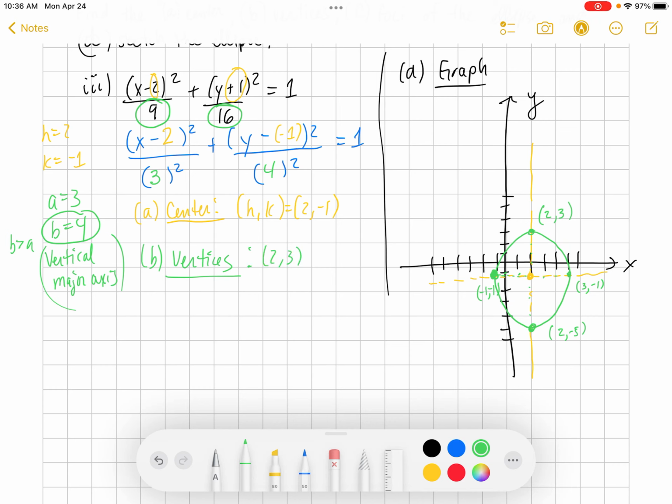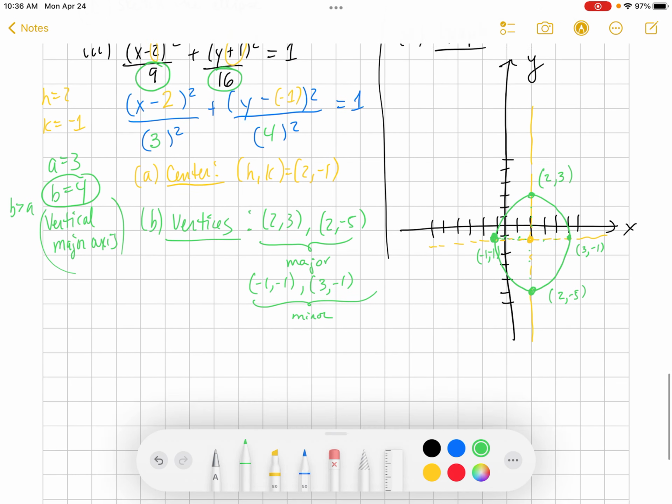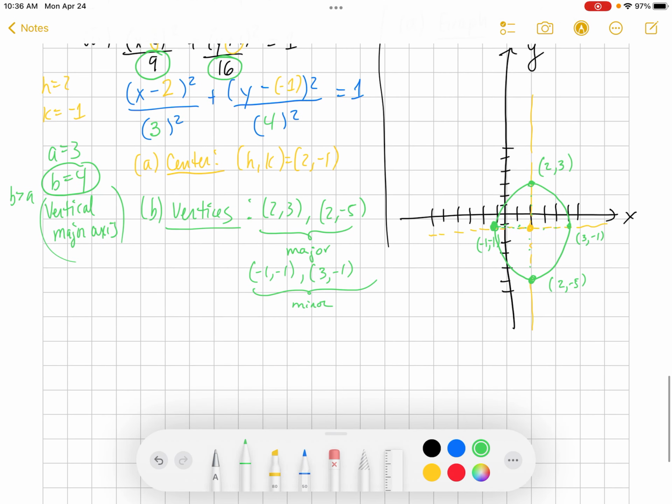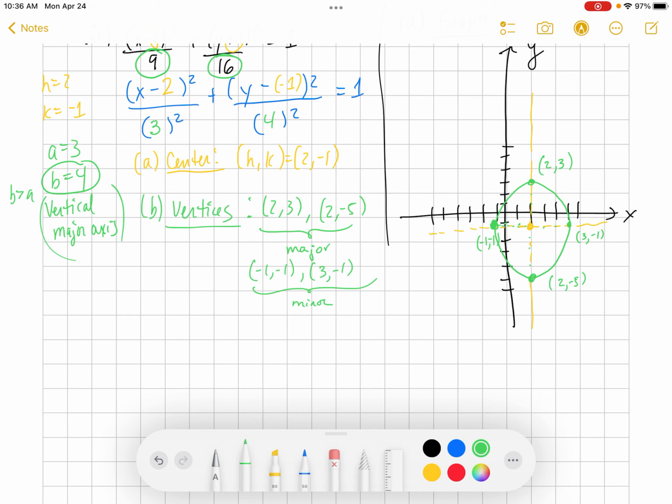So here are my vertices. I have the major at 2, 3, and 2, negative 5. They are the major because they're on the major axis. Things are stretched out along the vertical axis. And the minor are negative 1, negative 1, and 3, negative 1. What else do we want?